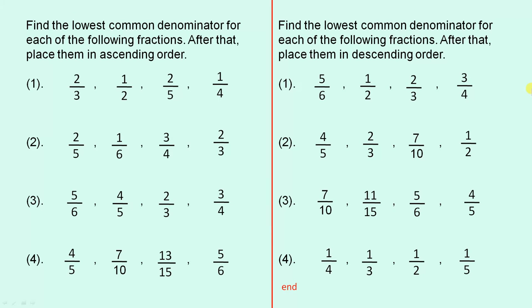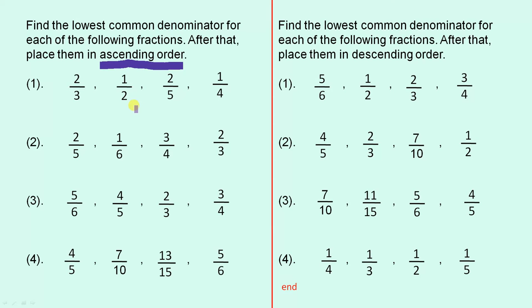Now the next slide is a little bit more challenging. Find the lowest common denominator for each of the following fractions. After that, place them in ascending order. Again, ascending order is from smallest to largest. Now we notice a couple of things here. Firstly, there's no number line to work with, so we're not using a number line. Secondly, the denominators are different. So the challenge is to make these denominators the same. So we have to find the lowest common denominator.